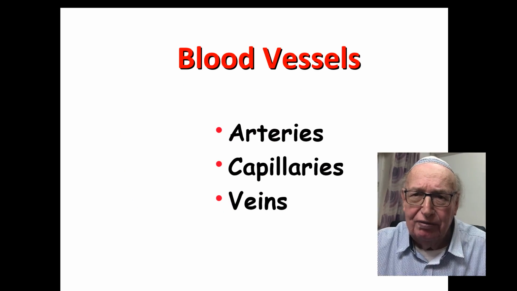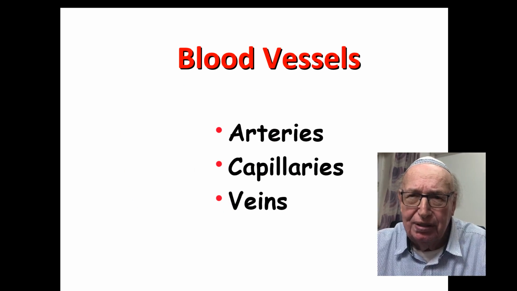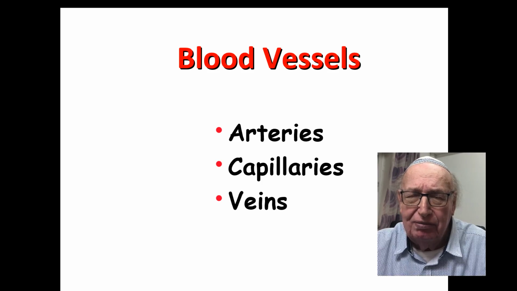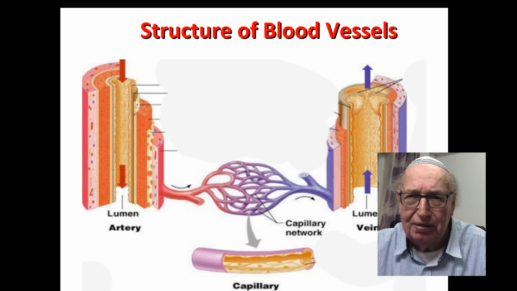Now, there are three kinds of blood vessels: the arteries, the capillaries, and the veins. The arteries take the blood from the heart to the body, they divide up, and then they enter these small capillaries, which are single cell walled vessels for exchange of gases and foods, and to get rid of excretory products, and then return to the veins to return it to the heart.